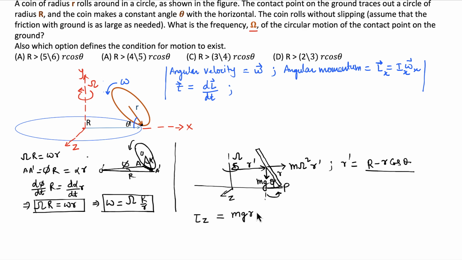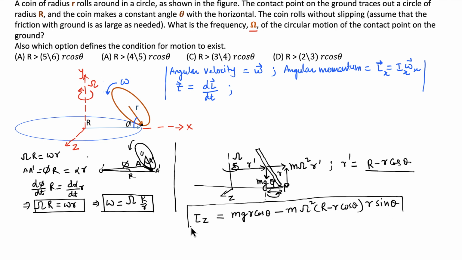mg, the distance is r cos theta, this distance, minus, because of this, the torque is in the negative Z direction, m omega square r minus r cos theta, and then this distance is r sin theta. So this is r sin theta. Okay, and this is the torque that we have in the positive Z direction. So let's mark this as equation 1.